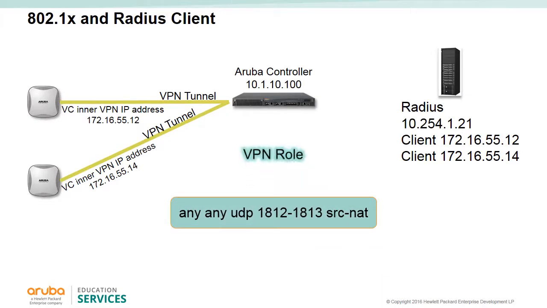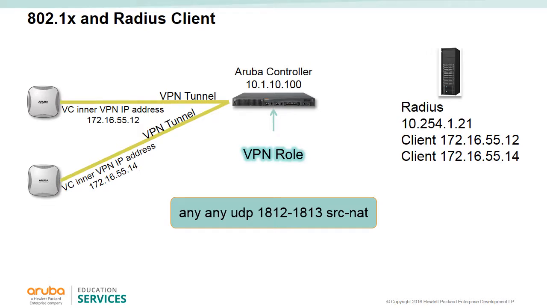The RADIUS server must be configured with the IAP VC's IP address. This allows the VC to send RADIUS requests to the RADIUS server. When using local mode, there are two methods for making sure the RADIUS server will communicate with the VCs.